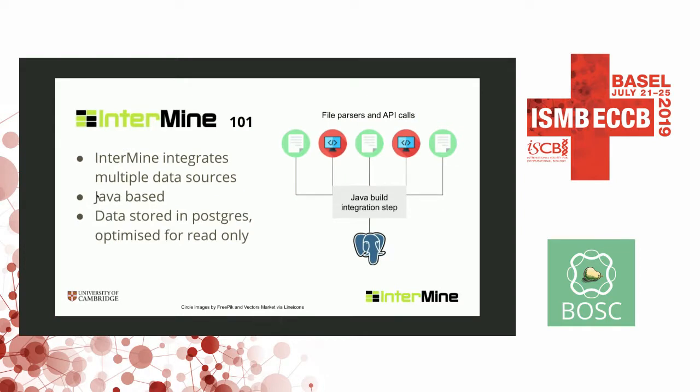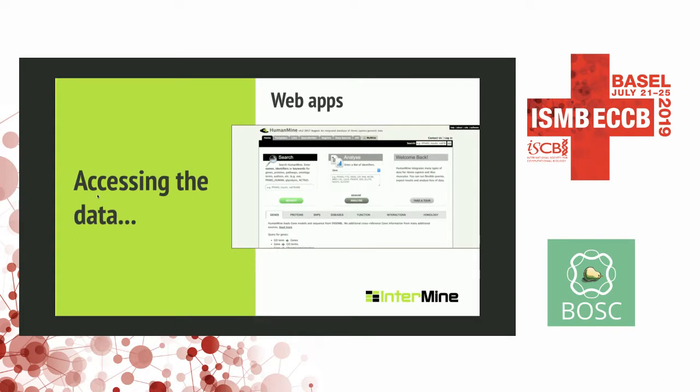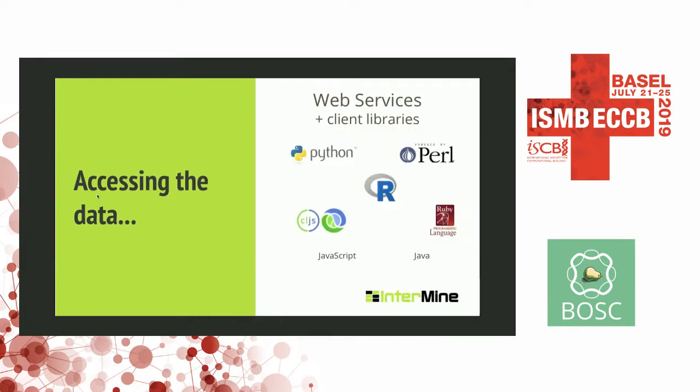So InterMine is a data warehouse system that integrates data from multiple data sources. The data is then stored in a Postgres database and it is Java-based. Accessibility to the data is done through web apps. This is the homepage of UniMine, one of the two mines that we maintain in-house. There is also a vast portfolio of web services, and we also provide a client library for the more common languages.